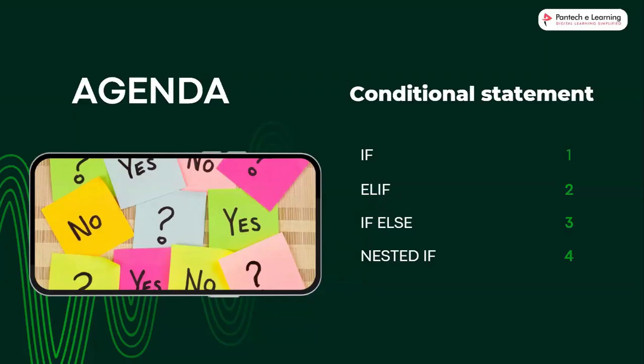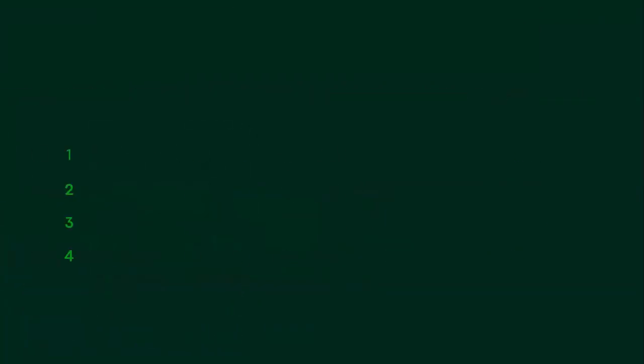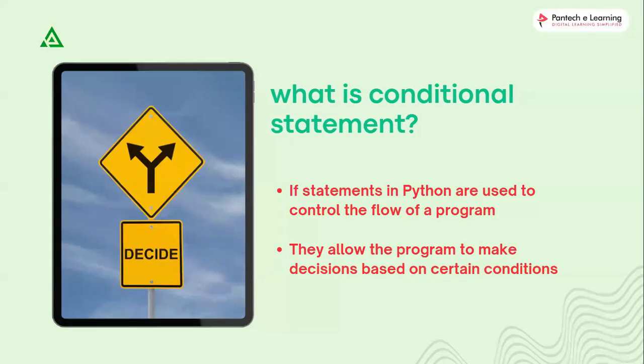In the same way, in a program we can use if, elif, else and also nested if. These four things we can use to take a decision for our program's output. Okay, so first the if condition. As I already told you, if decides the position of our output. If statements in Python are used to control the flow of a program, and they allow the program to make decisions based on certain conditions.